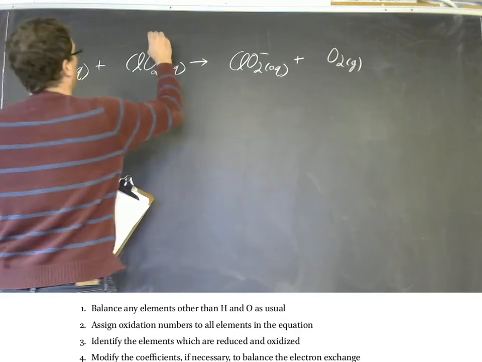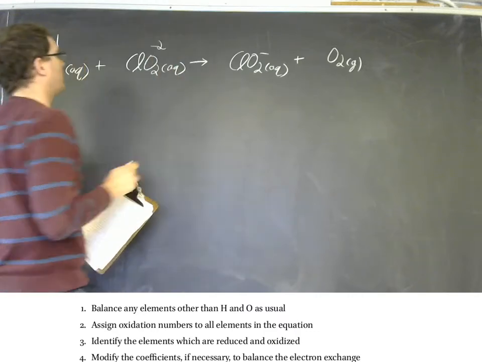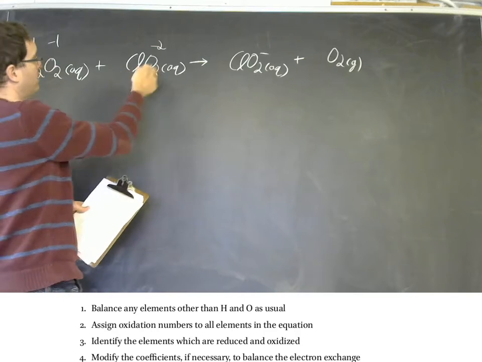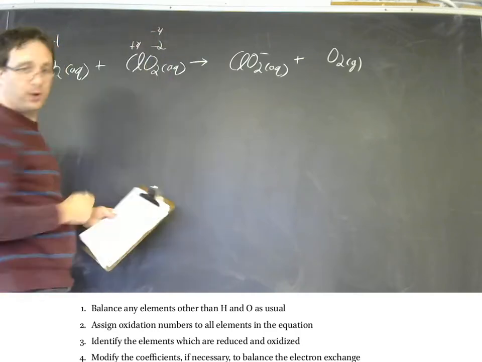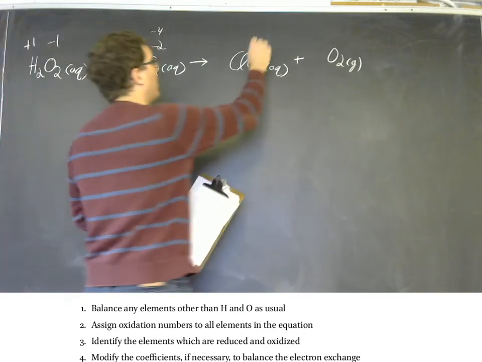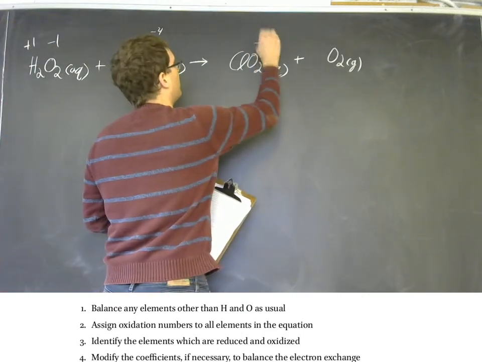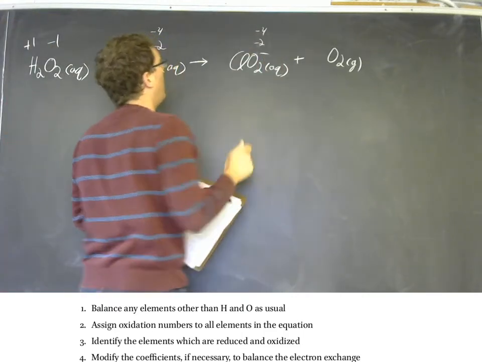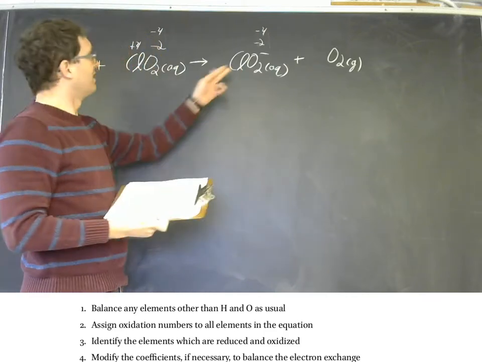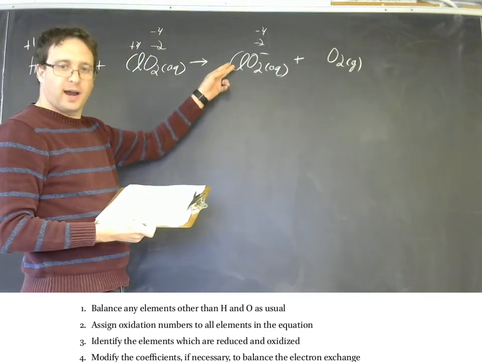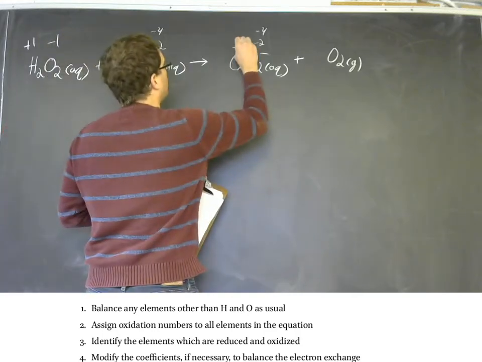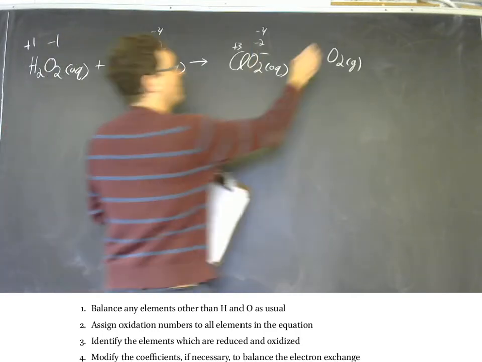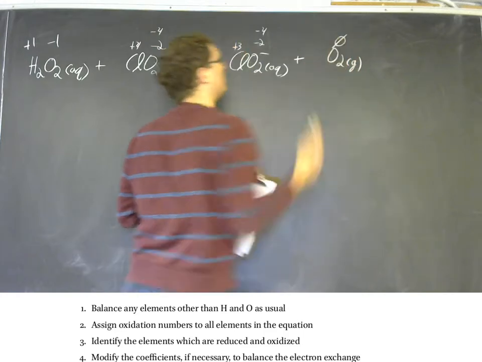Here we've got -2 for that oxygen. There are 2 of them, so that's a total of -4, so that chlorine is +4. Here we've got the same -2, -4. But the chlorite ion has an overall charge of -1, so that chlorine is +3. And the oxygens here are 0.